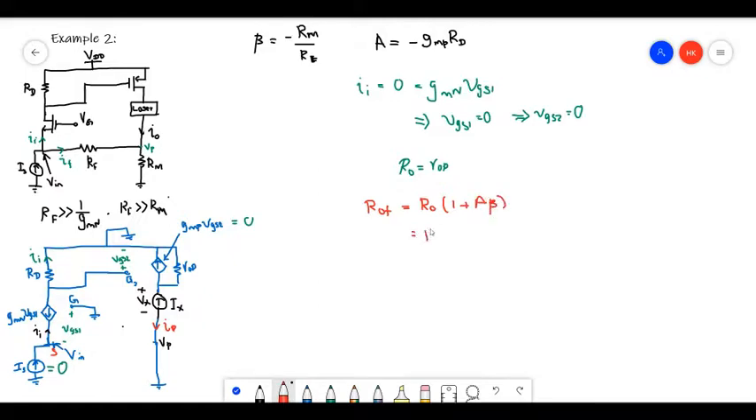So it is ROP times 1 plus Rm over Rf times GMP RD. So that's it about current amplifiers.